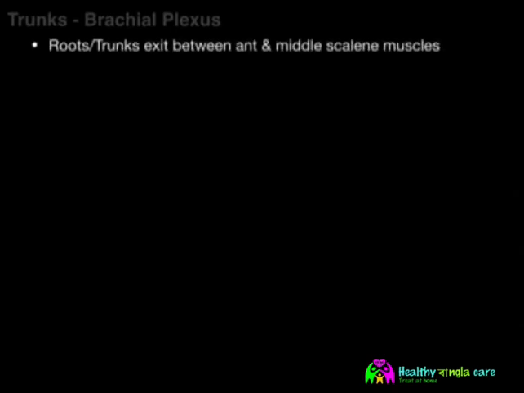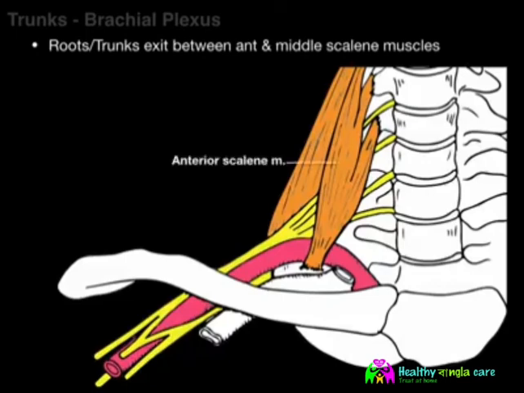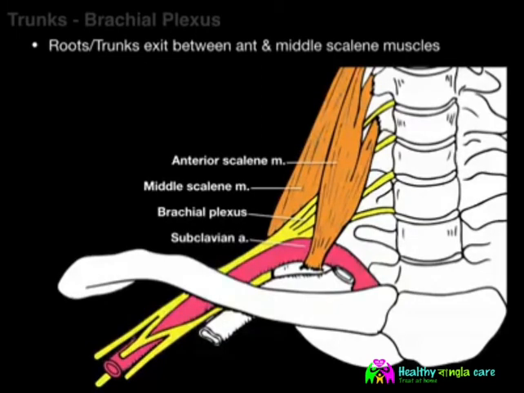Now, the roots and trunks together exit between our anterior and middle scalene muscles. So there we have our anterior and middle scalene muscles, and there are the brachial plexus roots and trunks just above the clavicle. And then as well, there's the subclavian artery that squeezes between those two muscles.